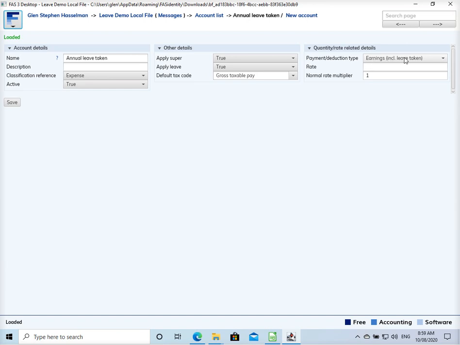The payment deduction type is earnings because you want this account to be selectable in that earnings section of the payslip, and the normal rate multiplier is 1. So when someone takes annual leave, they get paid at 1 times their normal rate. I have seen people put 1.175 to sort of add the annual leave loading. That is not correct. You should just put a 1 there. And I'll show you why that's not correct with the setup of the annual leave loading account.